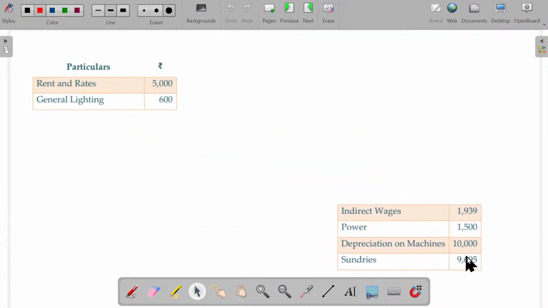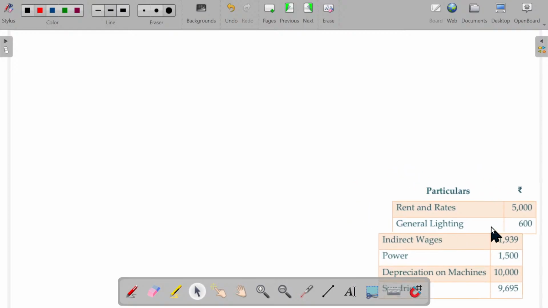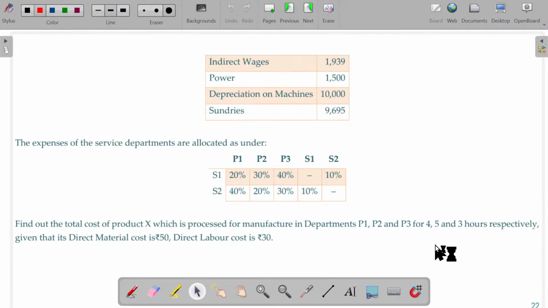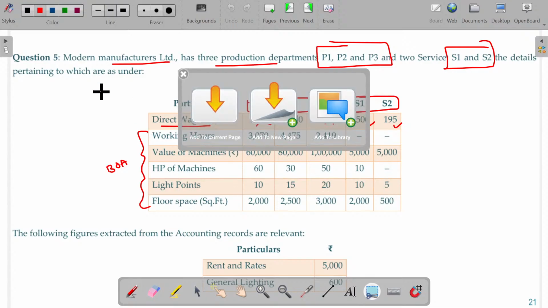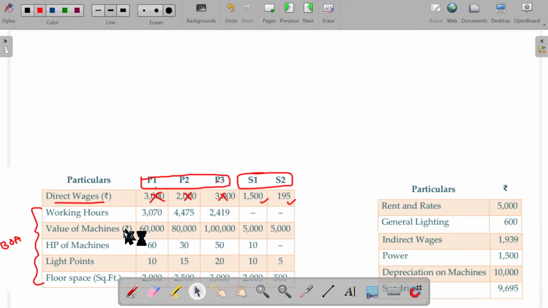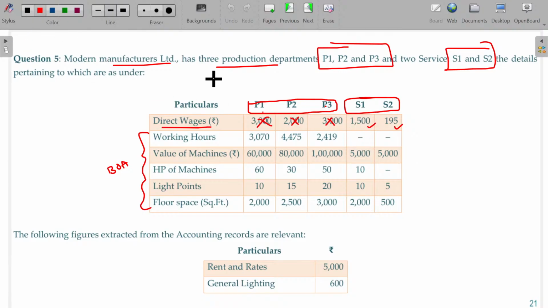These are the overheads we have, right? How these overheads are going to be shared, that detail is given here. Clear? So, table 1 is detailed about base of apportionment. The following figures extracted from the accounting records are relevant. This is what about the overheads.